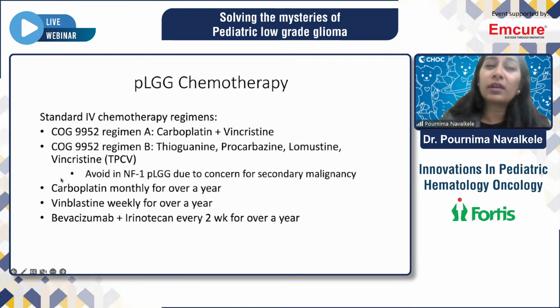The second or third line treatment is carboplatin monthly for up to a year, vinblastine weekly for up to a year, and bevacizumab with irinotecan every 2 weeks for over a year.